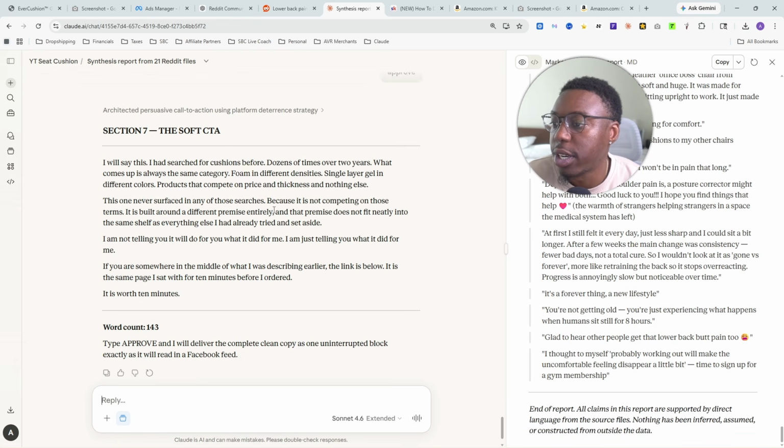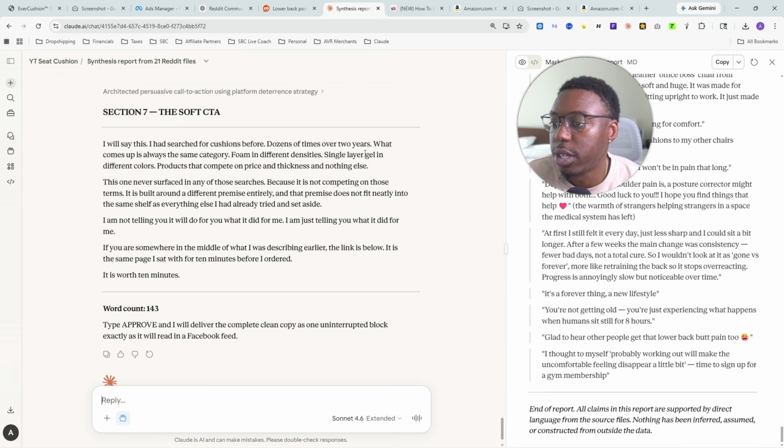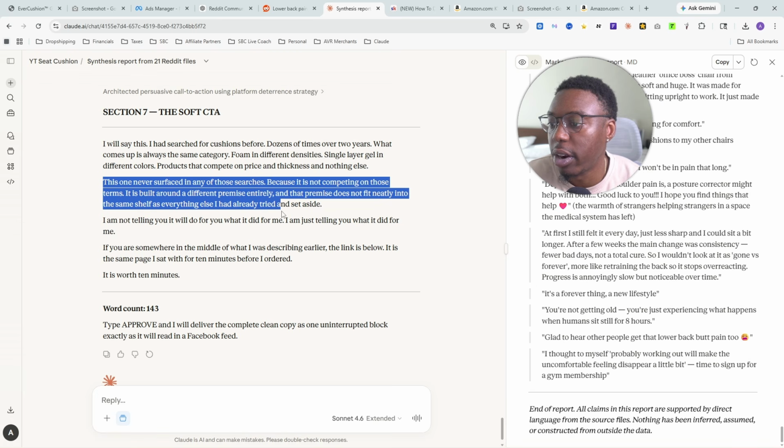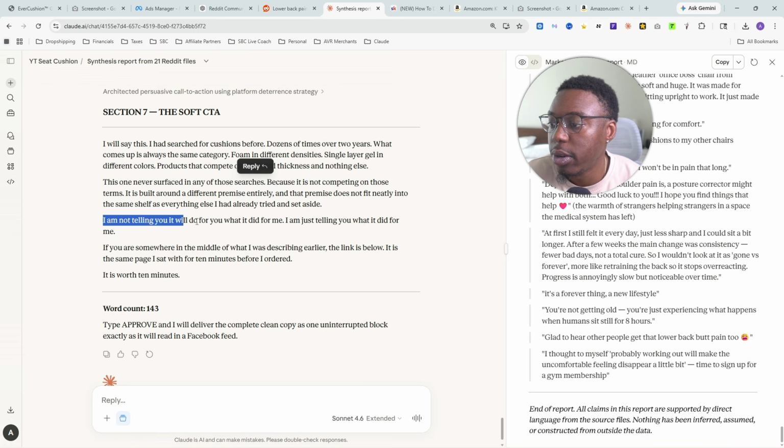I had searched for cushions dozens of times over 2 years. What comes up is always the same category. Foam in different densities, single layer gel in different colors, products that compete on price and thickness and nothing else. This one never surfaced in any of these searches because it was not competing on those terms. It's built around a different premise entirely. And that premise does not fit neatly into the same shelf as everything else I had already tried and set aside. I'm not telling you it will do for you what it did for me. I'm just telling you what it did for me.